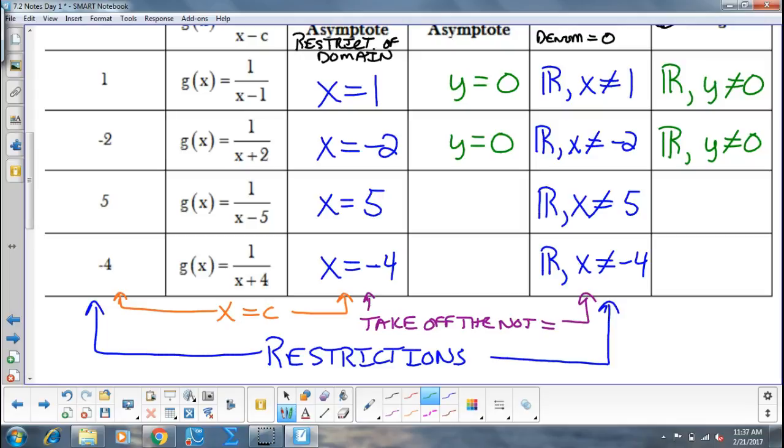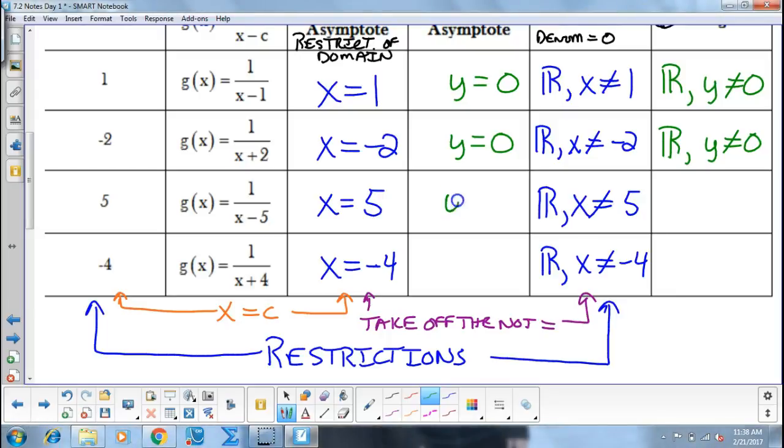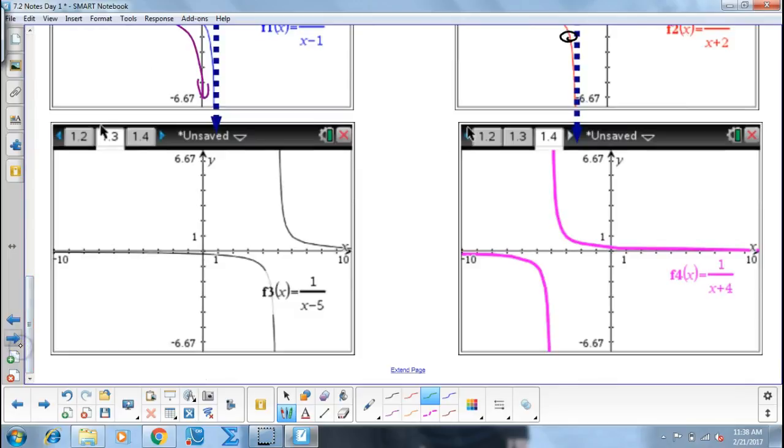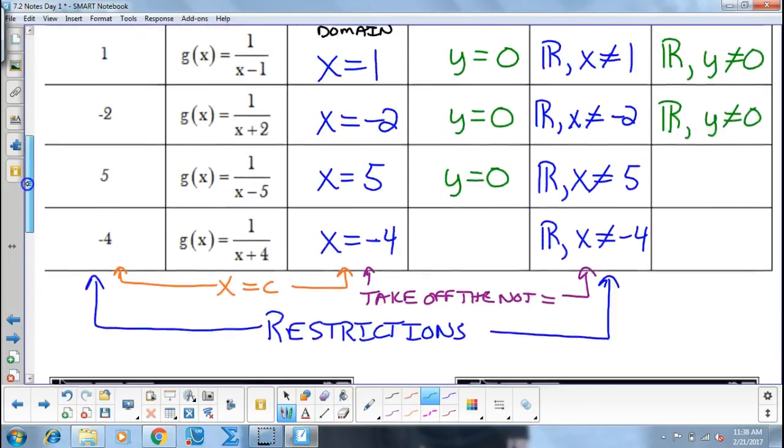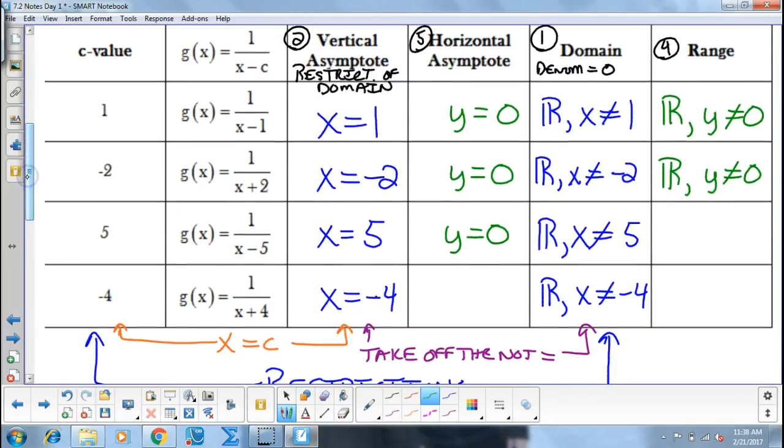Okay. Next one, without even looking at it. Horizontal asymptote or range? Give me one of them. What's that one? Horizontal asymptote would be y equals 0. I would agree. The one here in black. Okay. Range. Range of that one.